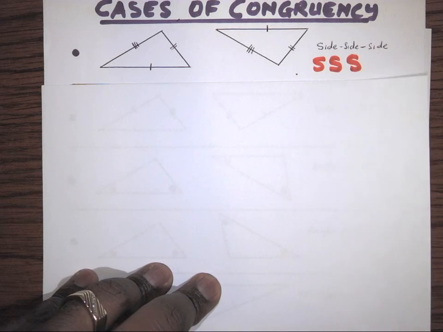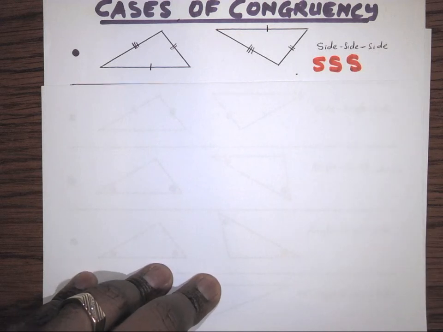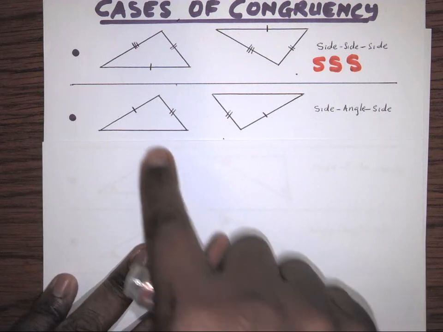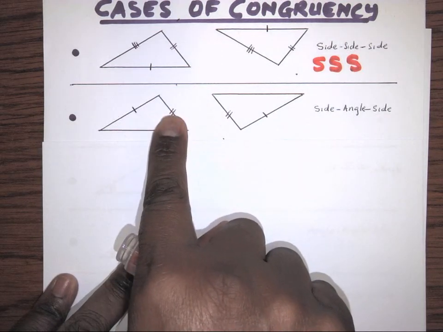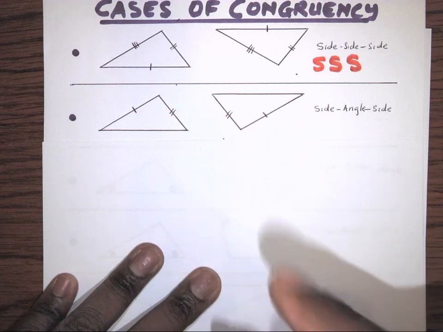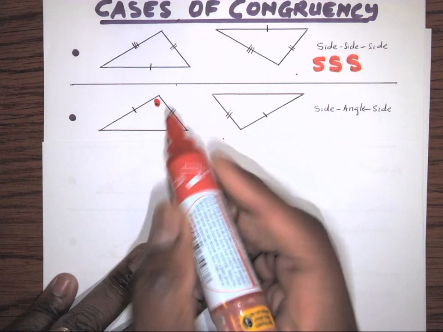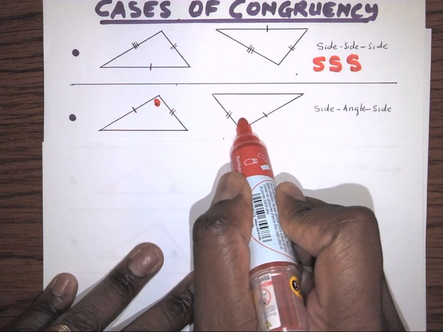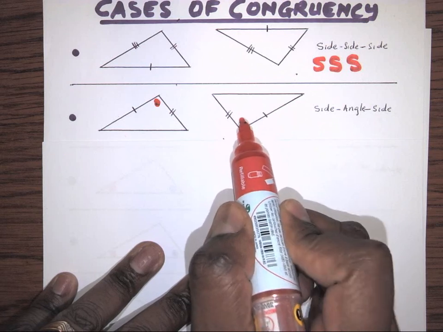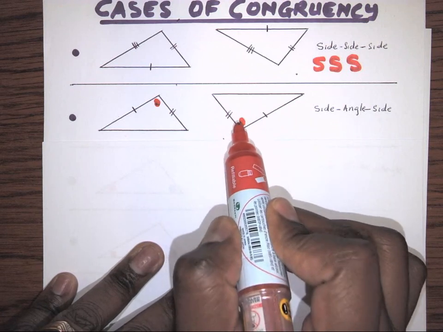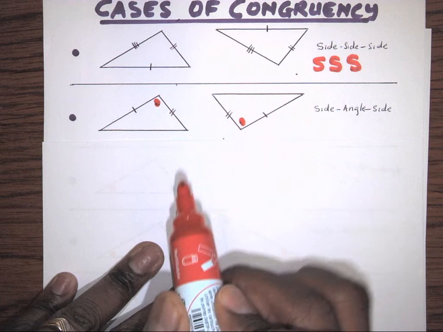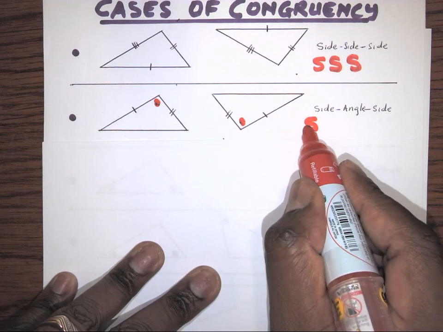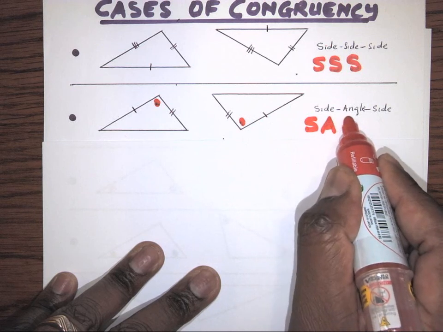The next case of congruency that you might have come across is you might have seen there were two sides, but then the angle between the two sides, the included angle, and the angle between the two sides, the included angle, that made the two triangles congruent. And the case for congruency will be called side, angle, side.